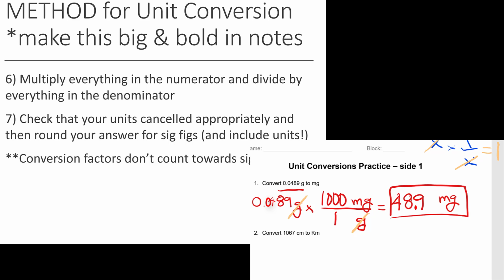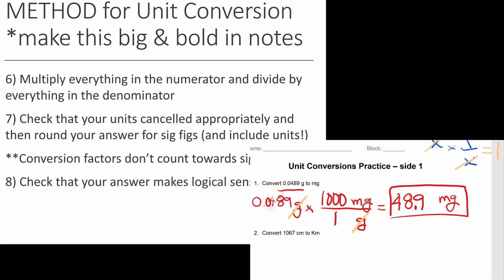Everything makes sense. One thing that you do need to keep in mind with sig figs is that conversion factors don't count towards sig figs. These are equalities, are internationally standard. So they don't tell us anything about the precision of the measurement. So we don't count the sig figs from conversion factors. So as long as our first value has 3 sig figs, our final answer should have 3 sig figs.